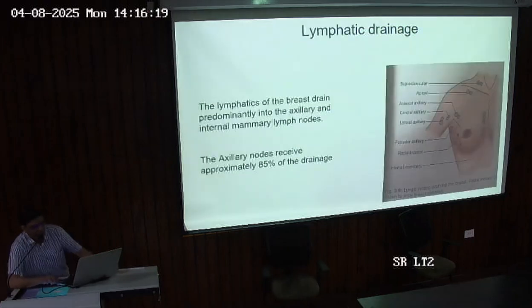This is very important: lymphatic drainage. The lymphatics of the breast drain predominantly into the axillary and internal mammary groups of lymph nodes. The axillary nodes receive approximately 85% of the drainage. So, in metastasis, these are of utmost importance. Here we can see different groups: internal mammary, then lateral axillary, central axillary, anterior axillary, apical, and supraclavicular. Subsequently, when we go to the inspection, I will tell you where they lie.